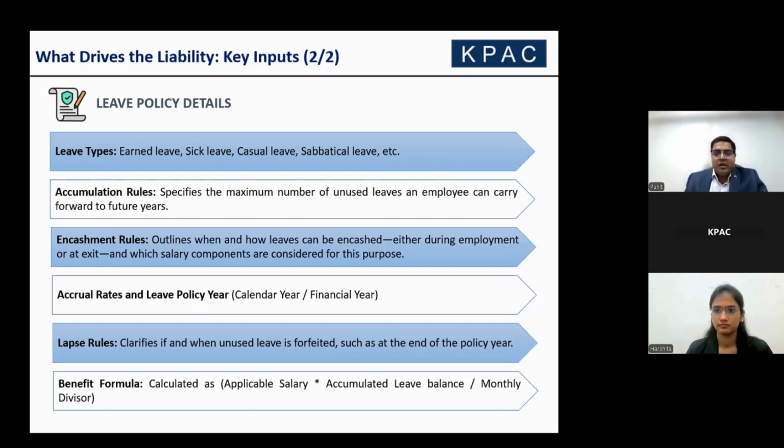Last one is the benefit formula. So the calculation is done using this formula to determine the monetary value of the leaves. The formula is expressed as applicable salary multiplied by the accumulated leave balance divided by the monthly divisor. Monthly divisor represents the number of days in a month. These policy details are directly fed into the actuarial model, ensuring the calculations reflect your company's actual obligations.